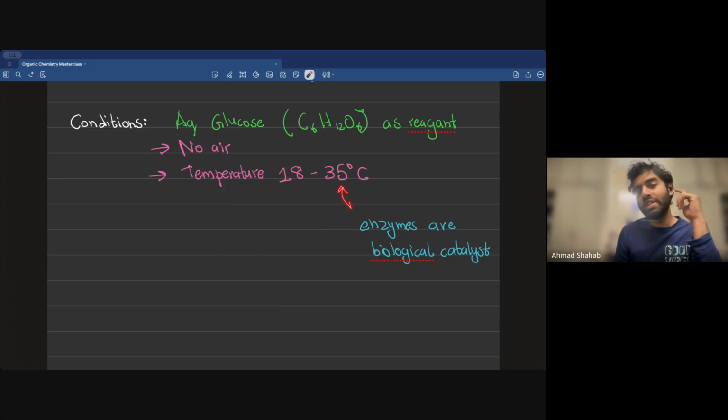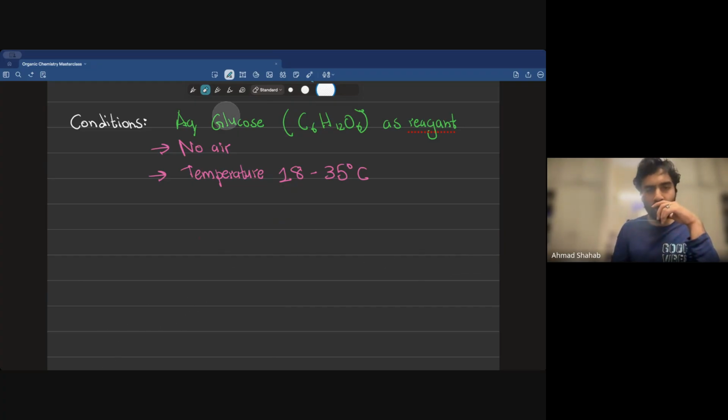So it cannot be greater than 35 degrees Celsius, and it cannot be less than 18 degrees Celsius as well, because then that is not a good enough temperature for the enzymatic activity to work at its best, right? So this is generally a range that is safe to work with in this reaction.